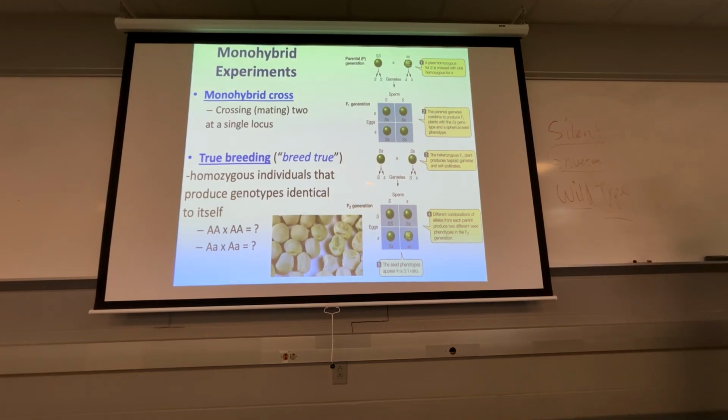Now, if you take these guys, the F1s, and you make them breed together, then you're going to get 3-to-1 smooth to wrinkle. So for each of these characters, he did it, and he got the same results, this 3-to-1 phenotypic ratio or 1-2-to-1 genotypic ratio.